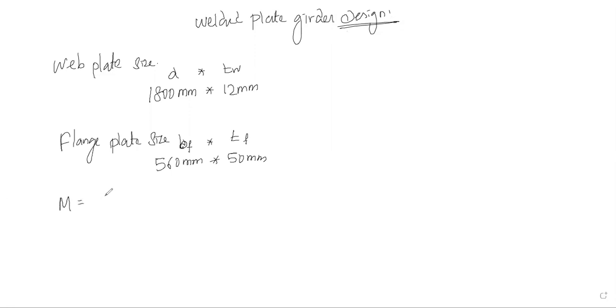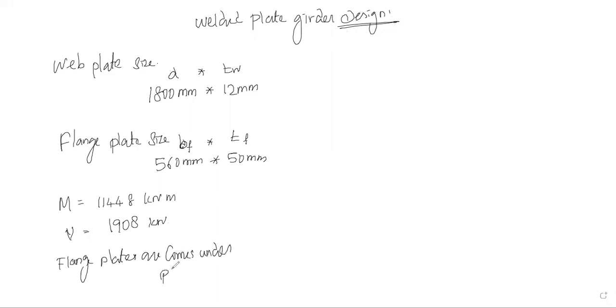So what about the moment and shear force? The bending moment of the section created due to load is 11,448 kilonewton meter, and the shear force due to the load is 1908 kilonewton. So far we have designed this, and with respect to step 5, flange plates come under the plastic category.